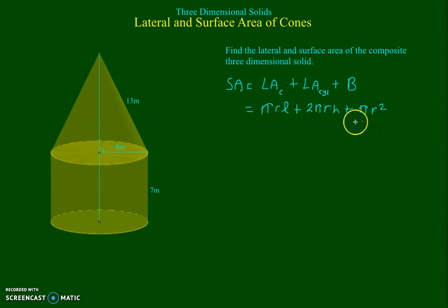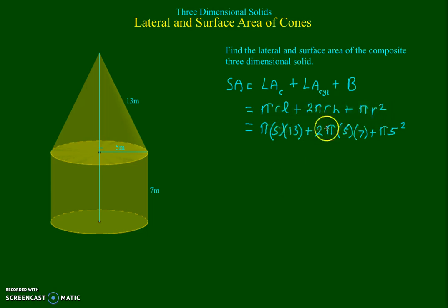Now we'll go ahead and plug in all our values. The first thing we need is the radius, then the slant height, and we're given those two things. Then we need the radius and the height, and we have the height of the cylinder here, and then the radius. So that's all we have to do is plug in. That's pi times 5 times slant height, which is 13, plus 2 pi, and then our radius times the height, plus pi times 5 squared. So the radius is 5.